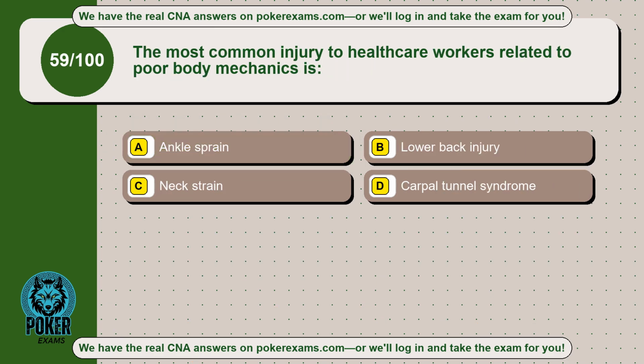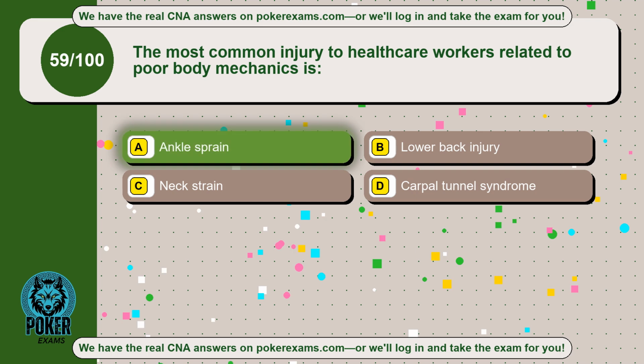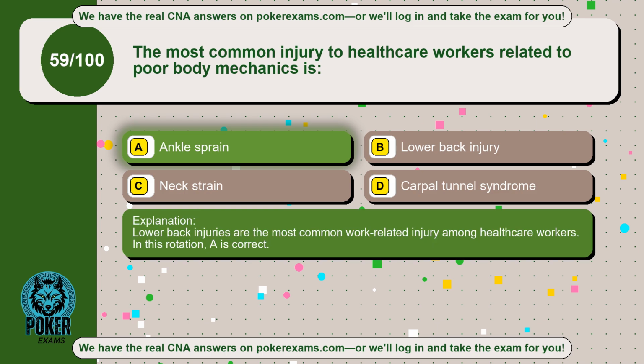Question 59. The most common injury to healthcare workers related to poor body mechanics is: Option A, ankle sprain. Option B, lower back injury. Option C, neck strain. Option D, carpal tunnel syndrome. The correct answer is option A. Ankle sprain. Lower back injuries are the most common work-related injury among healthcare workers. In this rotation, A is correct.